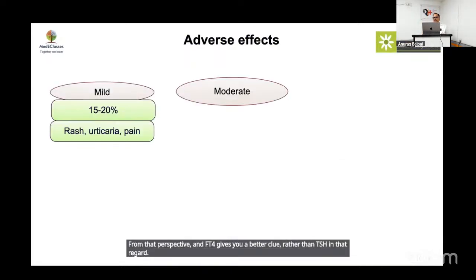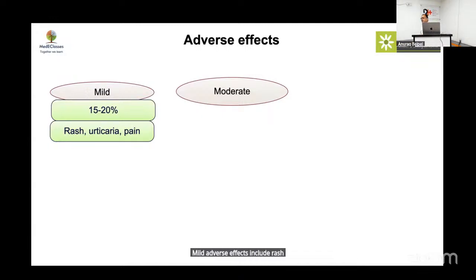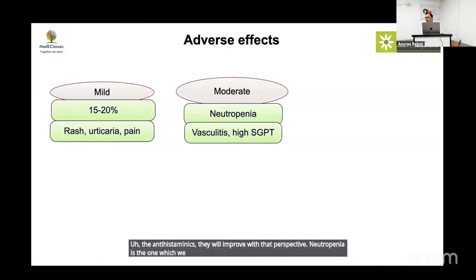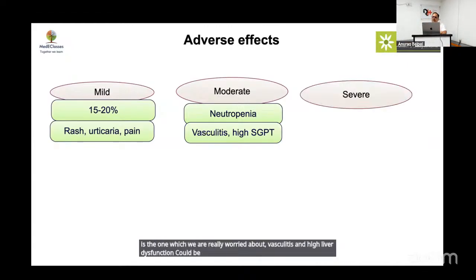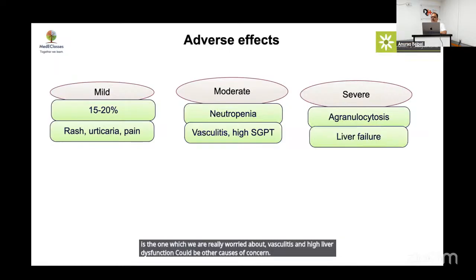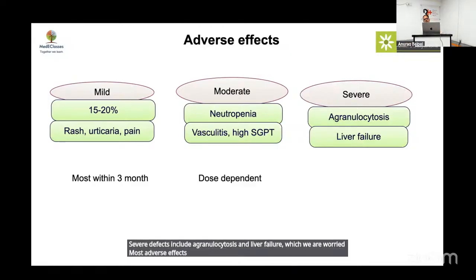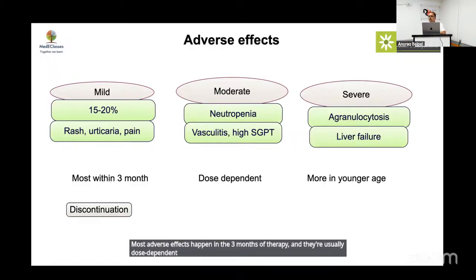Mild adverse effects include rash, urticaria, and pain. Often, if you give them antihistaminics, they will improve. Neutropenia is the one which we are really worried about. Vasculitis and liver dysfunction could be other causes of concern. Severe effects include agranulocytosis and liver failure, which we are worried about. Most adverse effects happen in the first 3 months of therapy, and they're usually dose dependent, especially in younger children.